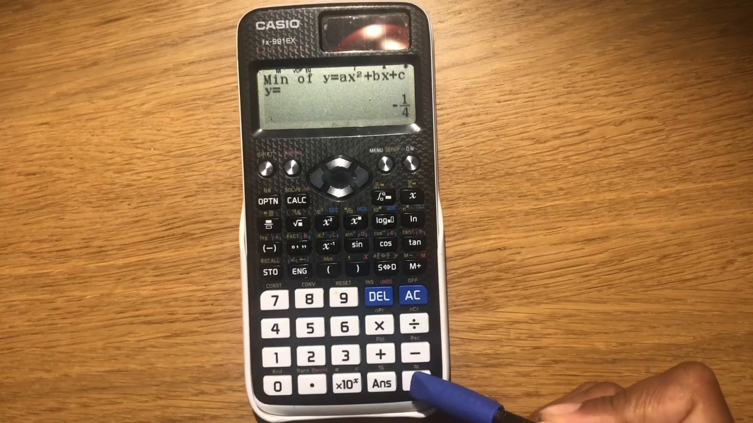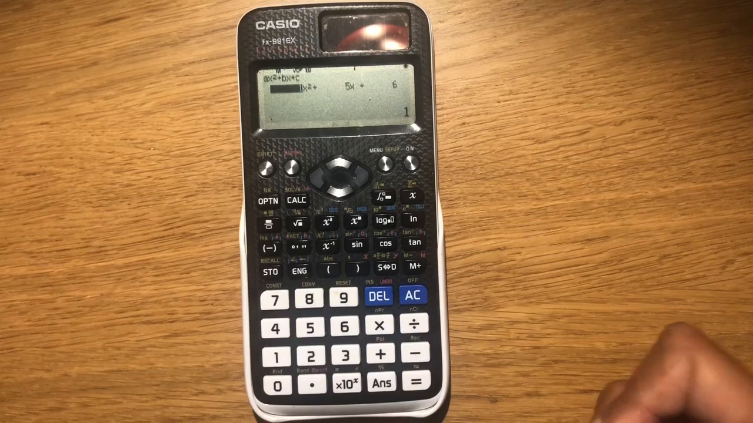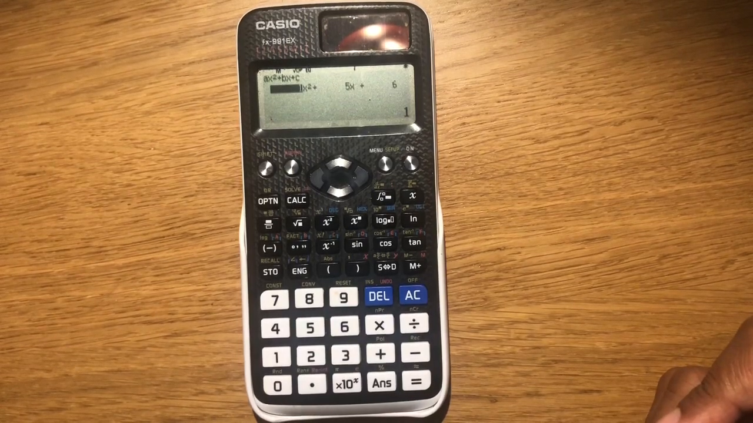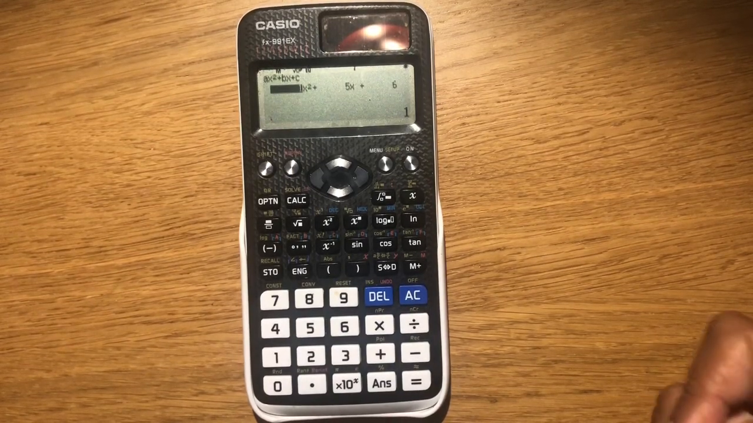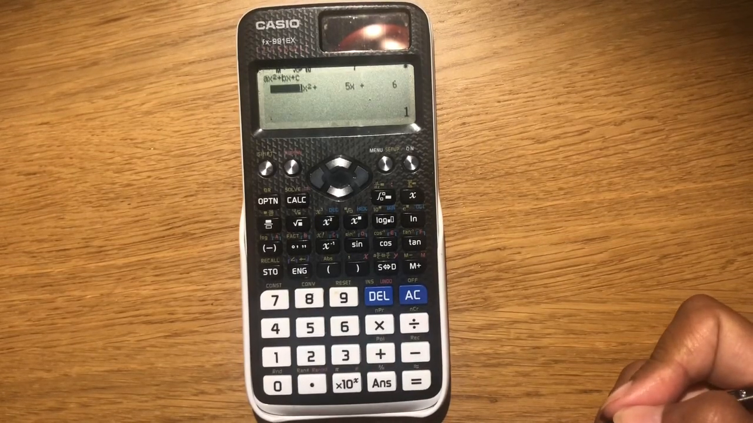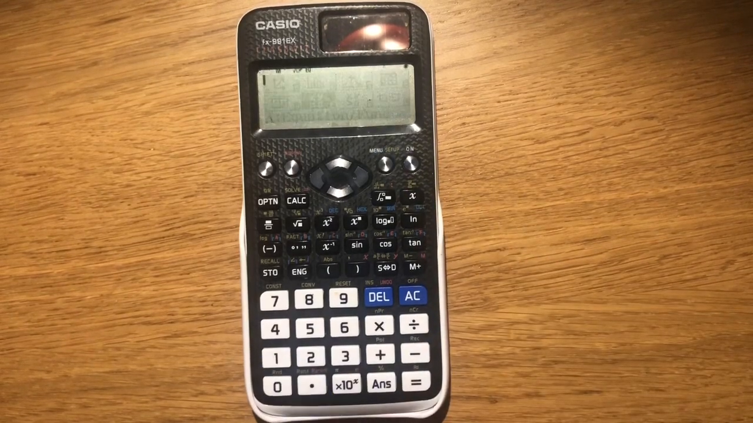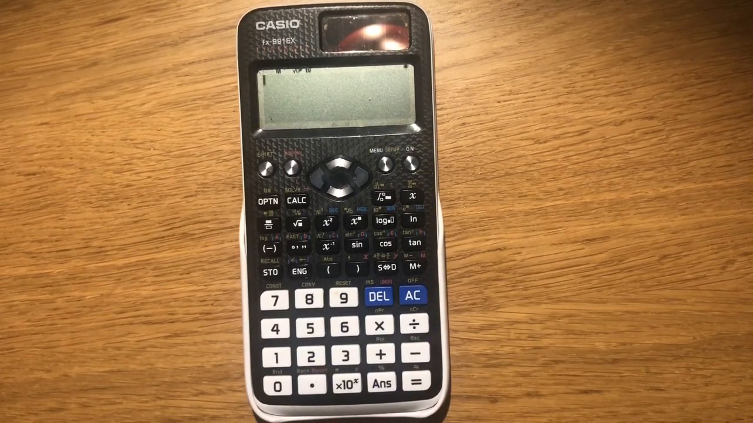And then if I press equals again, I now go back to the original screen where I can amend my quadratic equation if I typed it in incorrectly or if I want to type in a new one. If I've done enough work on quadratic equations, then I press menu and 1, and that takes me back to normal calculate mode.